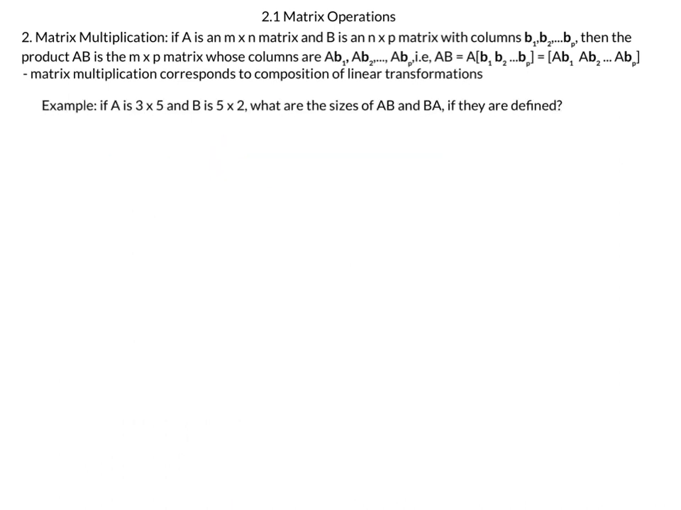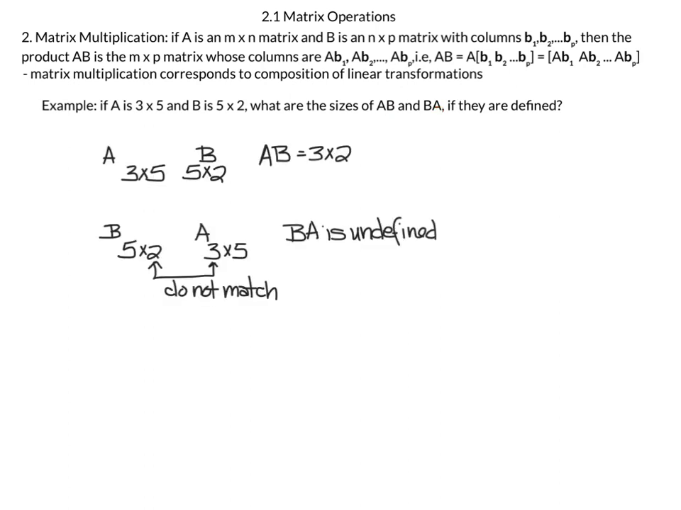Now we'll do a couple more examples of matrix multiplication. If A is 3 by 5 and B is 5 by 2, what are the sizes of AB and BA, if they are defined? I like to write this out. A is 3 by 5, B is 5 by 2. Remember, these two have to match, and then you ignore them to get your final answer, which is 3 by 2. So AB should be 3 by 2.